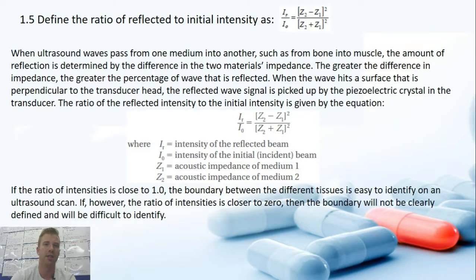Okay, so the key thing here is copying down that formula with the different variables in your books and maybe highlighting that, but also the first sentence, so looking at the two different impedances of the materials. So they'll give us a number, and we want it close to 1 to give us a clear boundary.